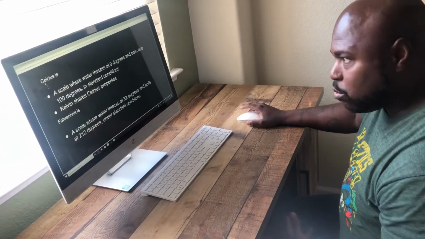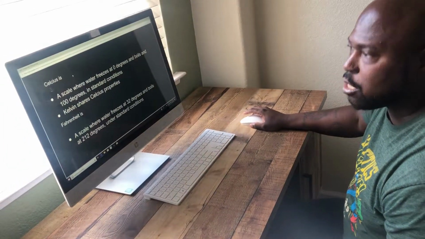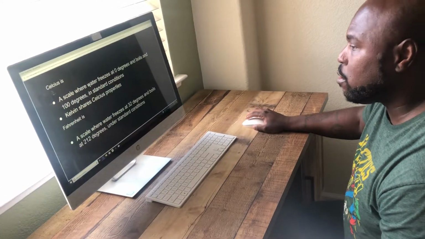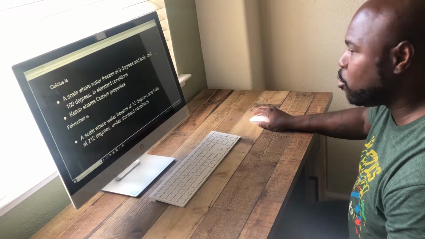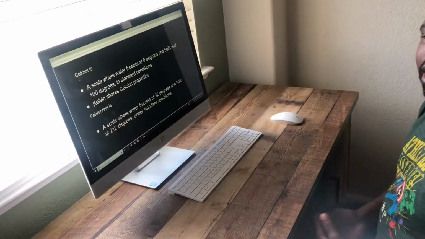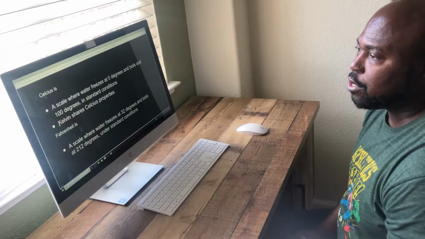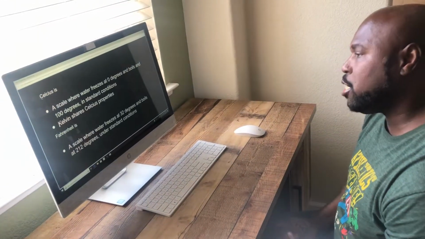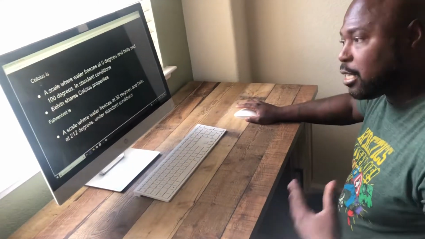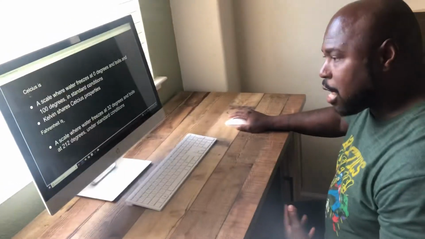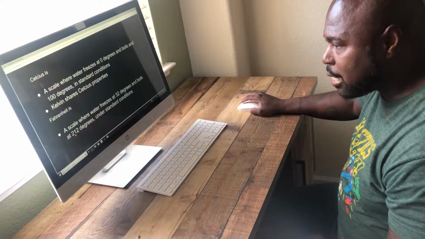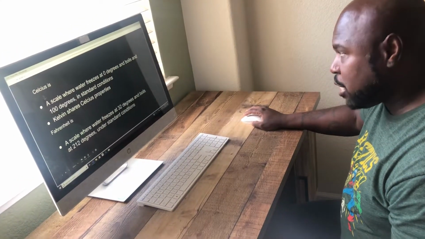Okay, now we're going to go through ways of determining heat. Celsius. Celsius is a scale where water freezes at 0 degrees and boils at 100 degrees in standard conditions. Kelvin is another way of determining temperature, but Kelvin shares the same properties as Celsius does, so they're basically going to be the same. Fahrenheit. Fahrenheit is a scale where water freezes at 32 degrees and boils at 212 degrees under standard conditions.